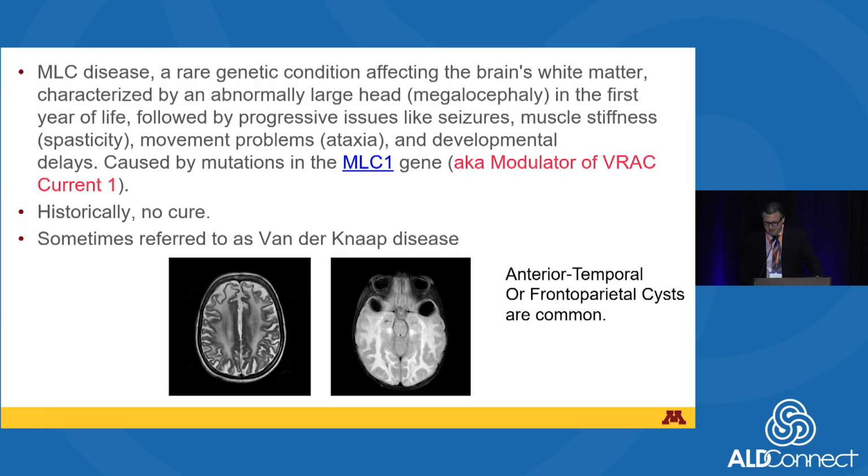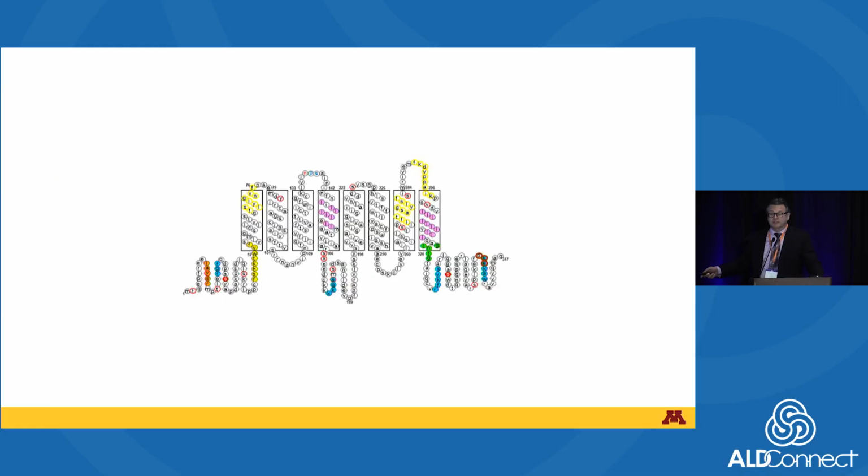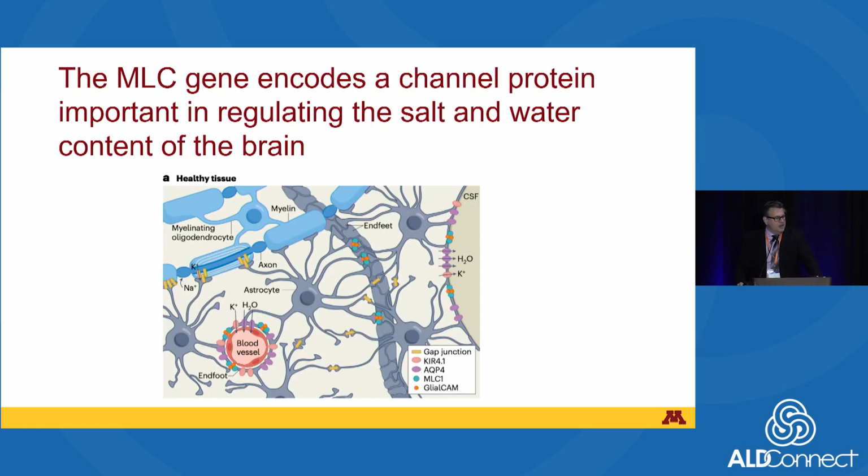Because it's a channel protein, it's not a protein that cells share. This is the protein, the MLC1 or VRAC protein. It sits in the membrane of the cell, and it has lots of looping fragments that go in the membrane, out of the membrane, in the membrane. This is the outside of the cell. This is the inside of the cell. It has a start and an end. That's kind of what the protein looks like, and it's important for salt and water balance in the brain.